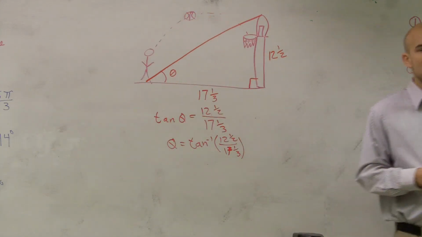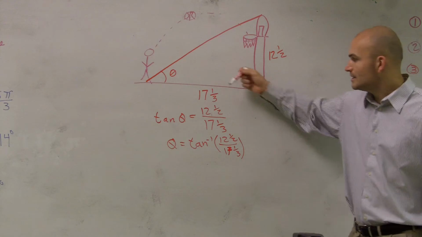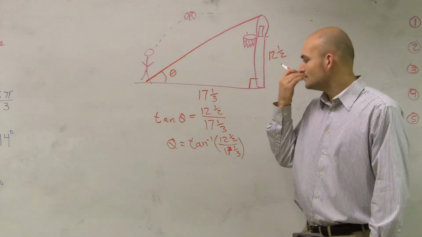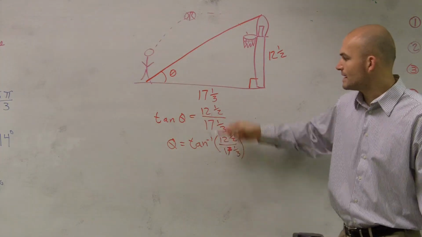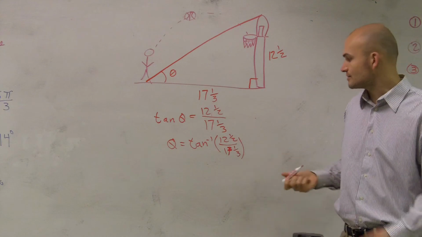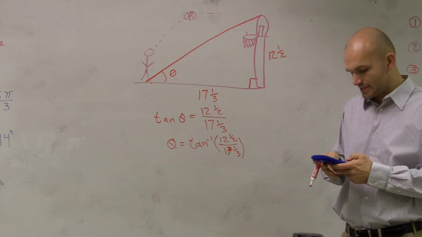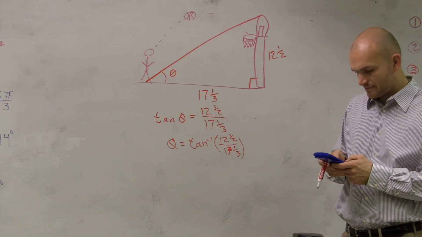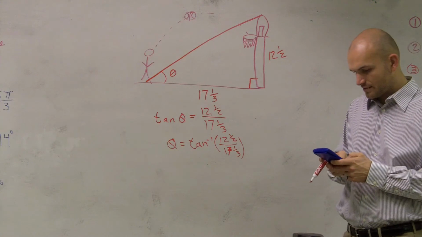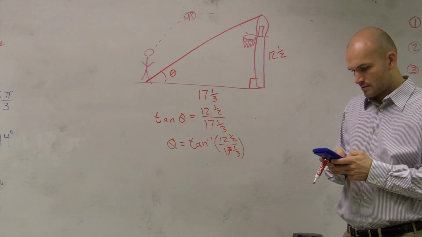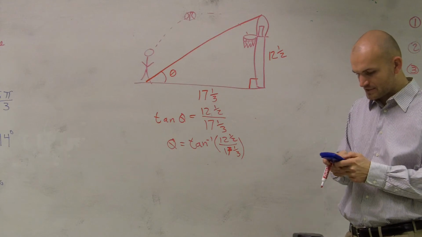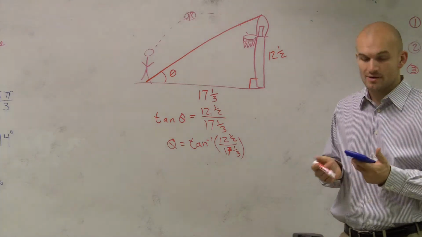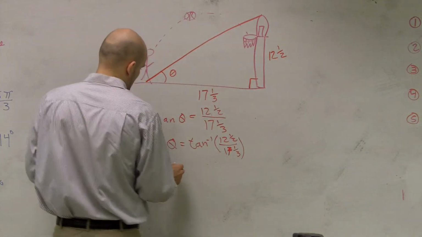Please make that distinction, because a lot of students make the mistake of saying, I know I have to use inverse tan, so then they take inverse tan of the angle. You have to make sure you take inverse tan of your ratio. So all you need to do is take 12.5 divided by 17 1/3, and then take the inverse tan of that answer. And I get 35.78, which rounded will be 35.8.